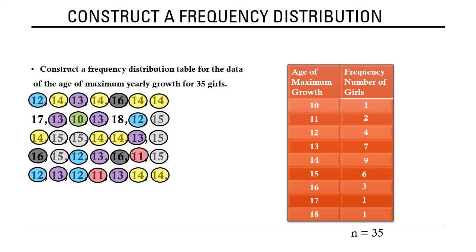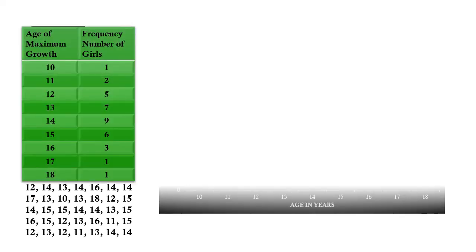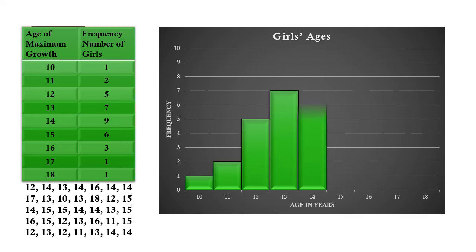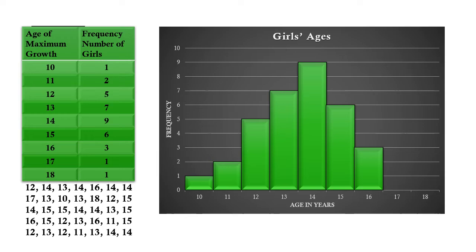Now we're going to organize this in a bar graph. So we have our table. We're going to label the x-axis as age and the y-axis as frequency. So from 10, we're going to draw a vertical bar that stops at 1. From 11, a vertical bar that stops at 2. From 12 at 5, and from 13 at 7, and 14 at 9, and 15 till 6, and 16 till 3, and 17 till 1, and 18 till 1. So this is the bar graph for this distribution table.